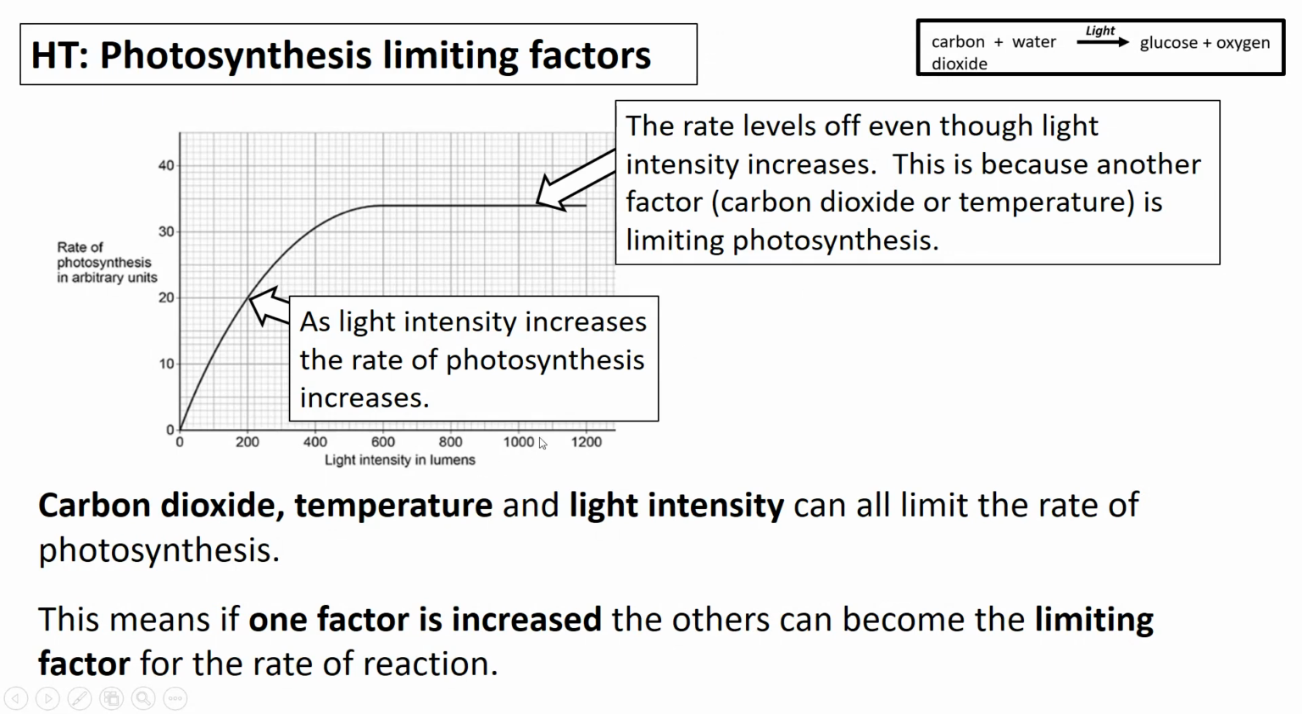Carbon dioxide, temperature, and light intensity can all limit the rate of photosynthesis. Water isn't on there, and you might expect water to be on there because water is often in excess in a plant. There's other things that will go wrong before photosynthesis is limited with the amount of water plants need. So that's why carbon dioxide, temperature and light intensity are all really important factors in limiting the rate of photosynthesis. If you increase one factor, the others can become the limiting factor when you reach that maximum level.